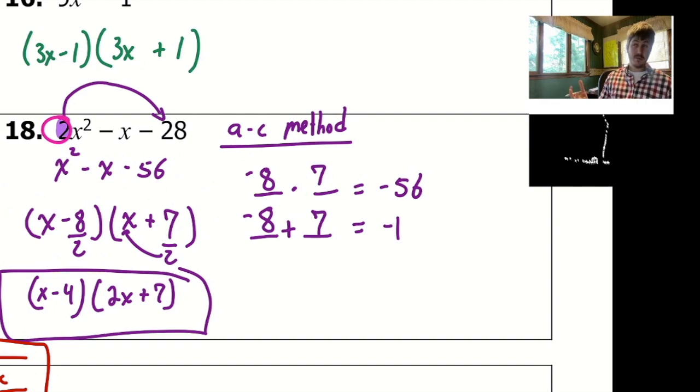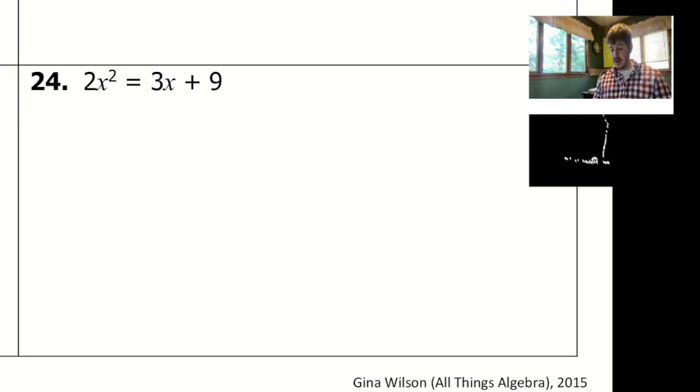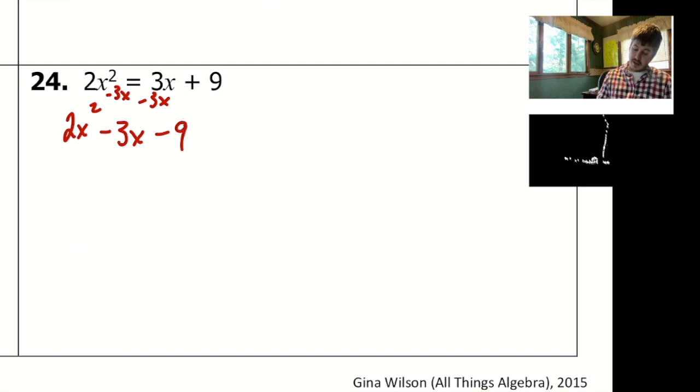So we're going to use this method, but we're just going to take it one step further and solve. So let's see if we can work out this method. First thing, set it equal to 0. So 2x squared, subtract 3x from both sides, so you get minus 3x. You're also going to subtract 9 from both sides.